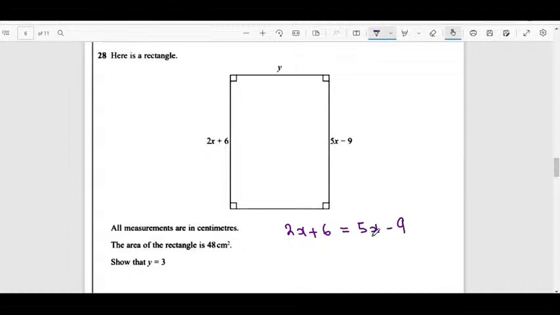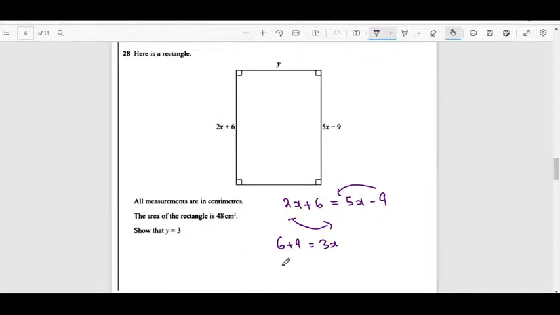Okay. So I'll make x the subject. I'll take 9 over there and I'll take this 2 on this side. So 6 plus 9 would give you 3x. And this is 15 divided by 3. That is x. So x has turned out to be 5.